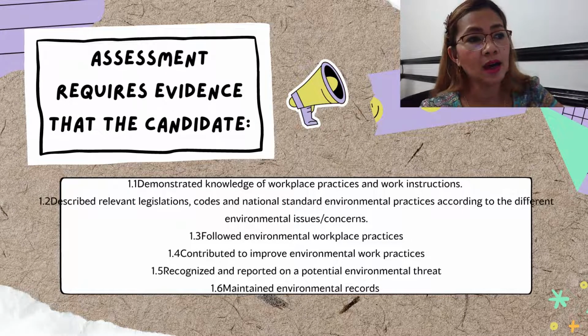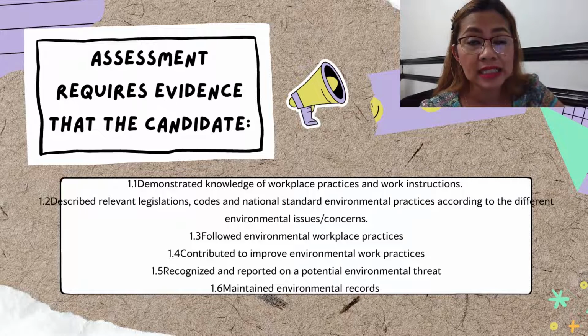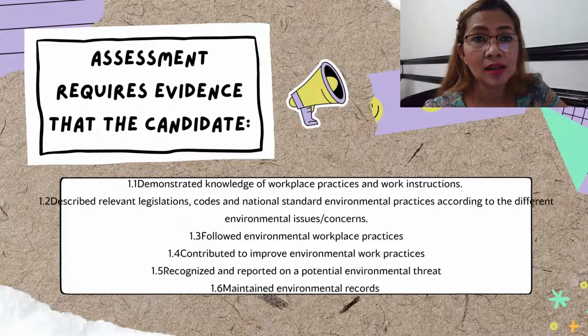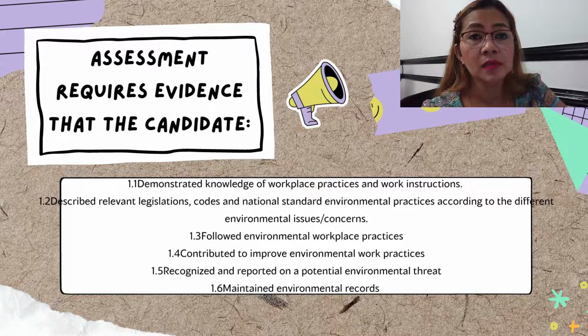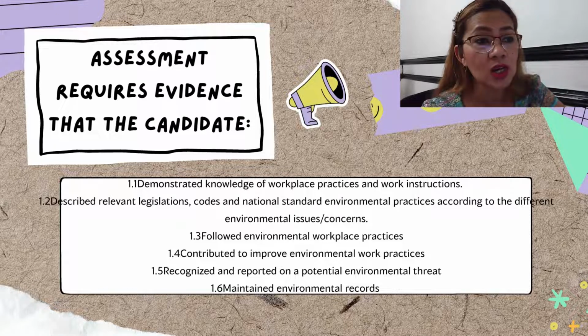So these are the different critical aspects of competency that our students should have to perform as the evidence that they were able to acquire all the necessary knowledge, skills, and attitude that pertains to an application of environmental conservation. The first one is the students are able to demonstrate the knowledge and workplace practices and work instruction.